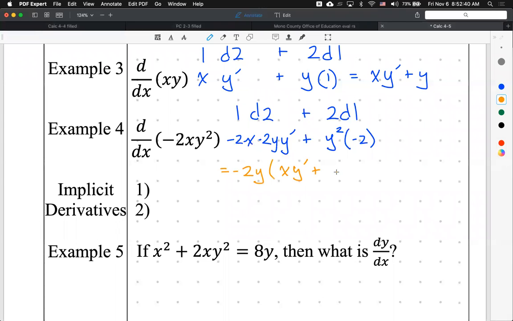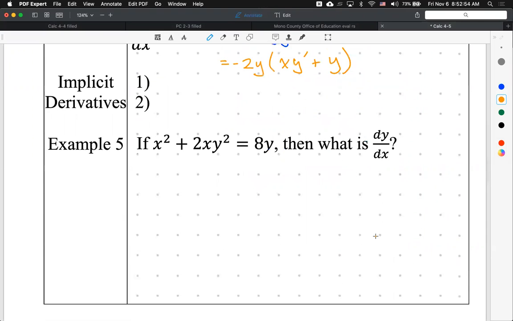Xy prime plus y prime, or just y plus y. Yeah, there it is. Yeah, just have these factoring problems ready to go. All right, so these types of problems, there are lots of multiple choice problems like this.